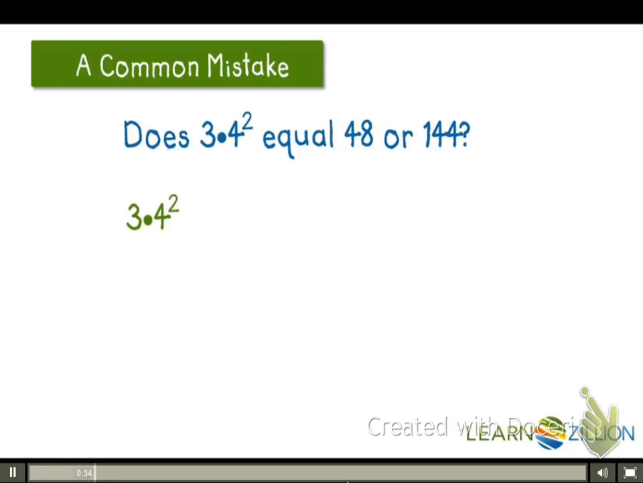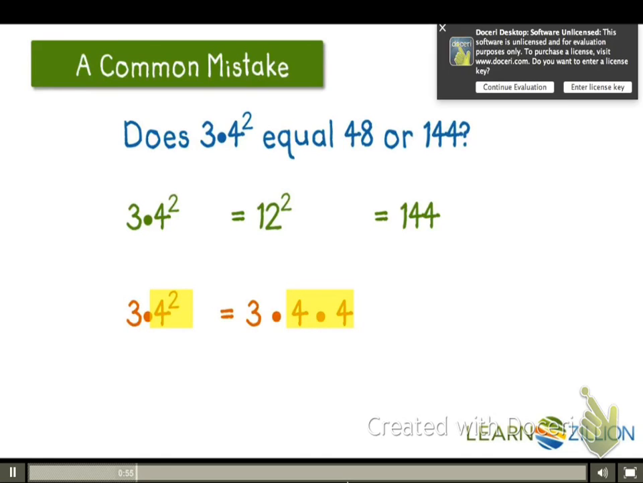Those of you who got 144 probably multiplied this 3 by the 4 to get 12. Then you raised that to the second power by multiplying it by itself and got 144. Those of you who got 48 realized correctly that the only base being raised to the second power is 4. So we should only multiply 4 by itself, not the product of 3 times 4.